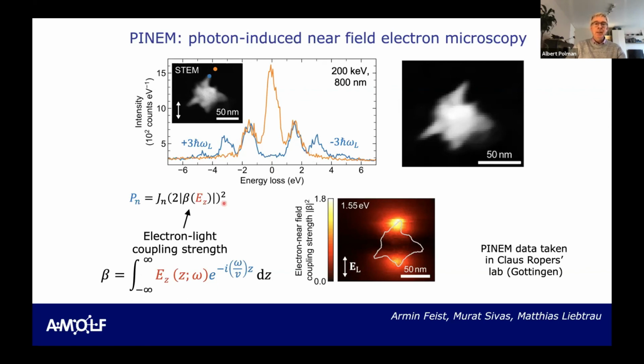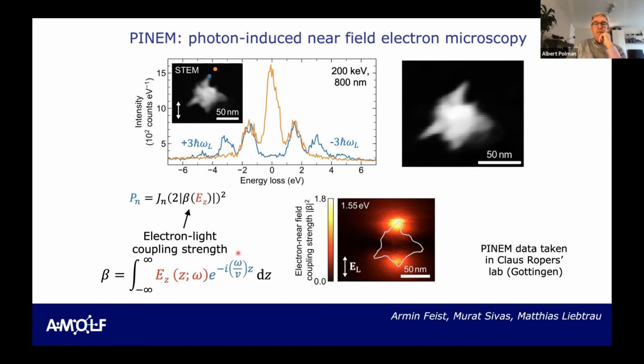So what is fundamentally the strength of this effect? It's this coupling strength. Like I showed you in the beginning when we talked about CL and EELS, it's the electric field along the electron trajectory that we just have to integrate. So it's just the electric field, integrated over space. And here is omega, the frequency where we do the measurement, and the velocity of the electron.